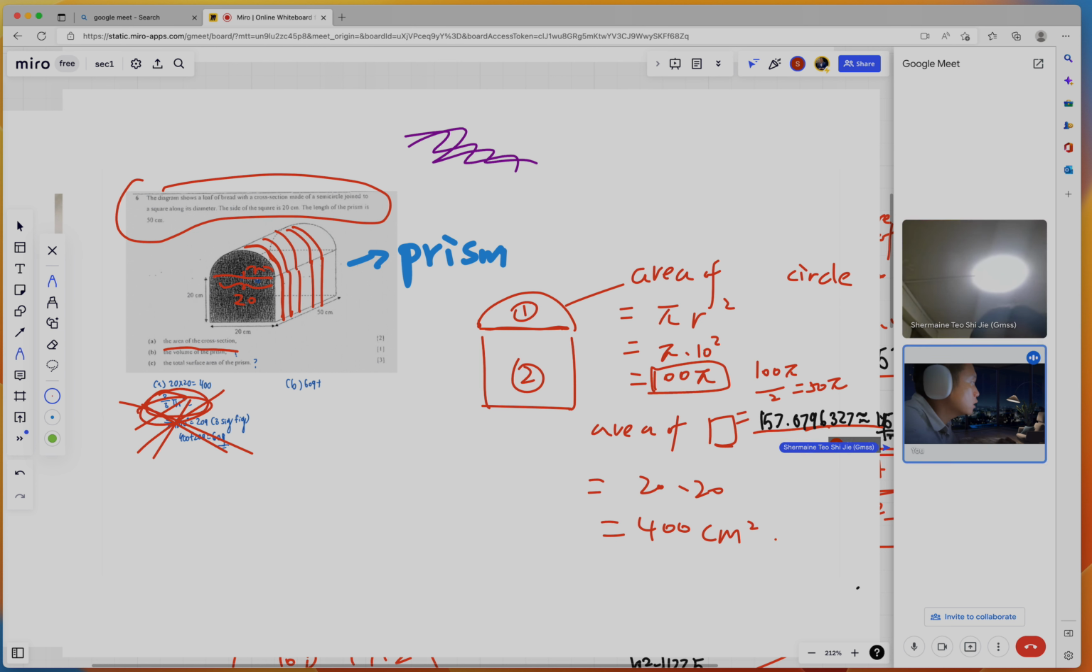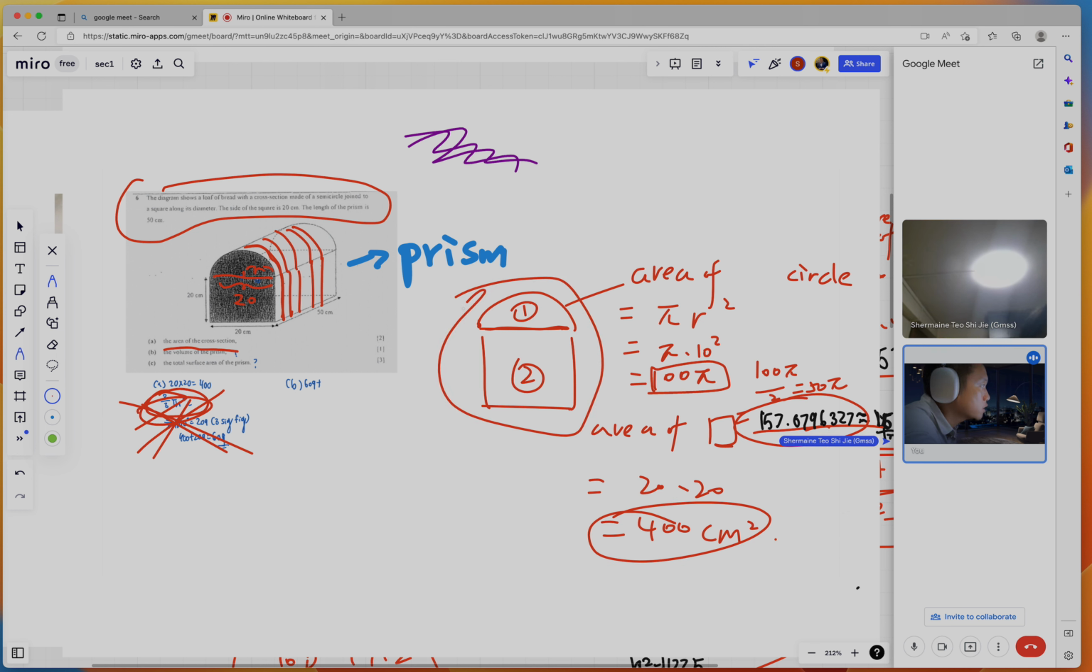Okay, so now what you do is you just add this with your 400. That will be the area of this. So this will answer your part A. Okay? So 157.679 plus 400. No, you don't need to do that. So the volume. What's the volume of prism formula?